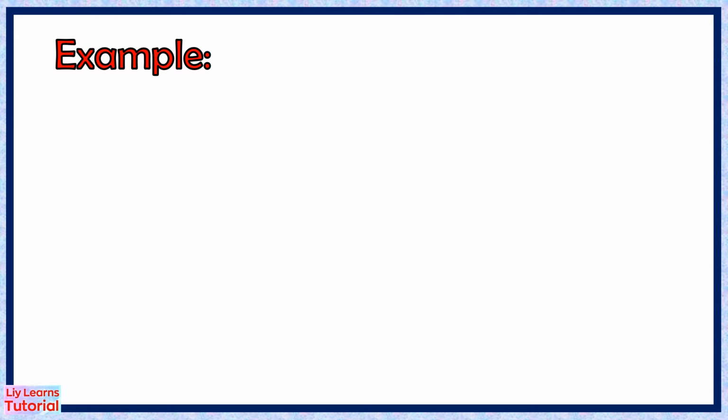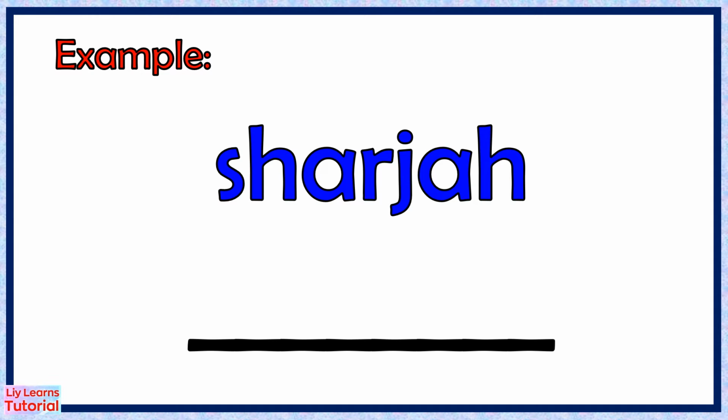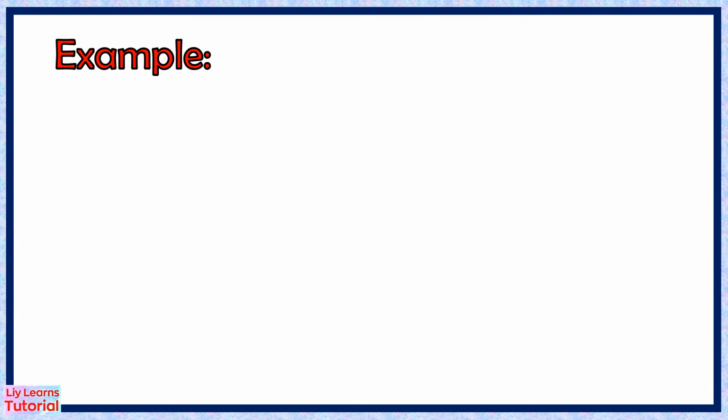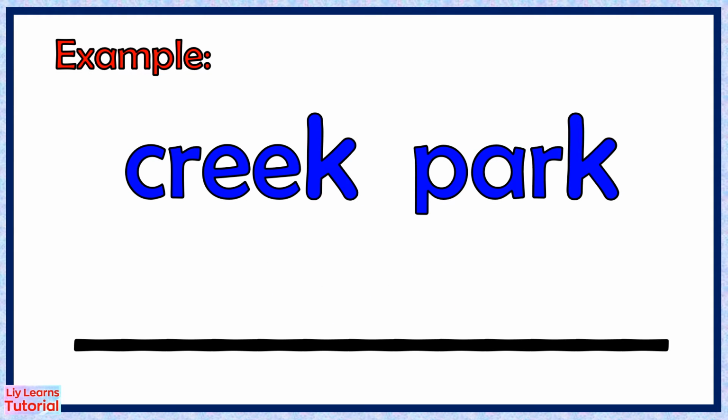Let's write these names of places correctly. For example, Sharjah. We write the first letter, which is S, in capital letter. Creek Park is a proper name of a park, so we capitalize the first letter of each word.